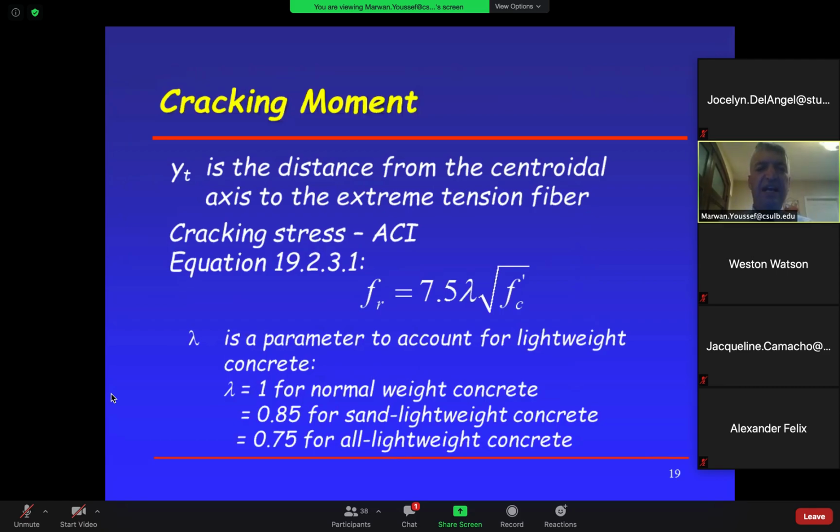FR is equal to this. YT is the distance from the centroidal axis to the extreme tension fiber, which means the bottom. If the tension is at the top, then it's the top. Again, this is F sub R, and we said lambda is 1 most of the time. If it's a lightweight concrete, then it's 0.85, and 0.75 for sand lightweight. Most of the time in this course lambda will be 1 because we do normal weight.